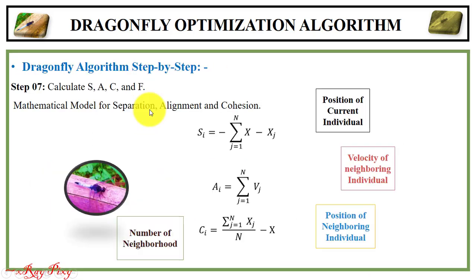Now next step is to calculate S, A, C, and F. S is separation, A is alignment, C is cohesion, and F is the food factor that we computed before. Now you can see the mathematical model for each. This one is for separation, for alignment, for cohesion. Here X is the position, that is the current position of the individual, and this one is the velocity of the neighboring individuals, and this one is the position of the neighboring individuals, and we have the number of neighbors.